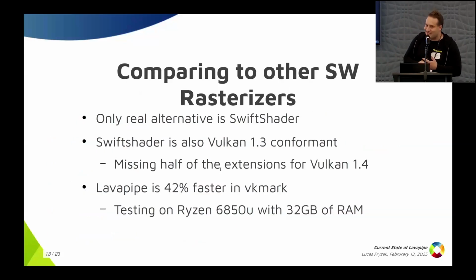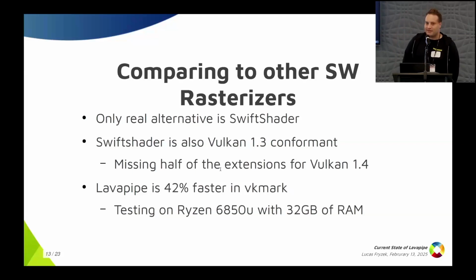Now, Lavapipe is not the only other Vulkan software renderer available. You might have heard of SwiftShader. That is another software rasterizer for Vulkan that you can use, though you might not want to. This is my pitch to tell you that you probably want to use Lavapipe instead.